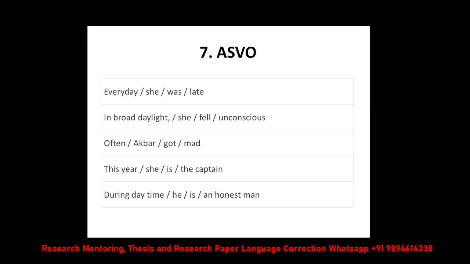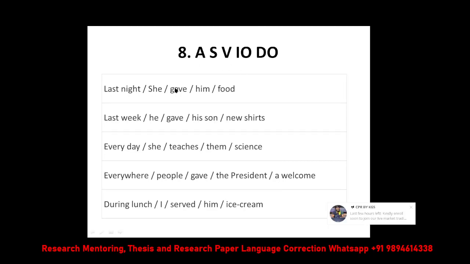Clear? Yes. First adjunct as usual, subject, verb, but now we will have IODO. Last night she gave him a food. Simply take she gave him a food. Normally you know the example SV IODO. Simply add last night. If you add it in the beginning it becomes ASVIODO. If you add it in the end it becomes SVIODO and A. That's it. Everywhere people gave the president a welcome.